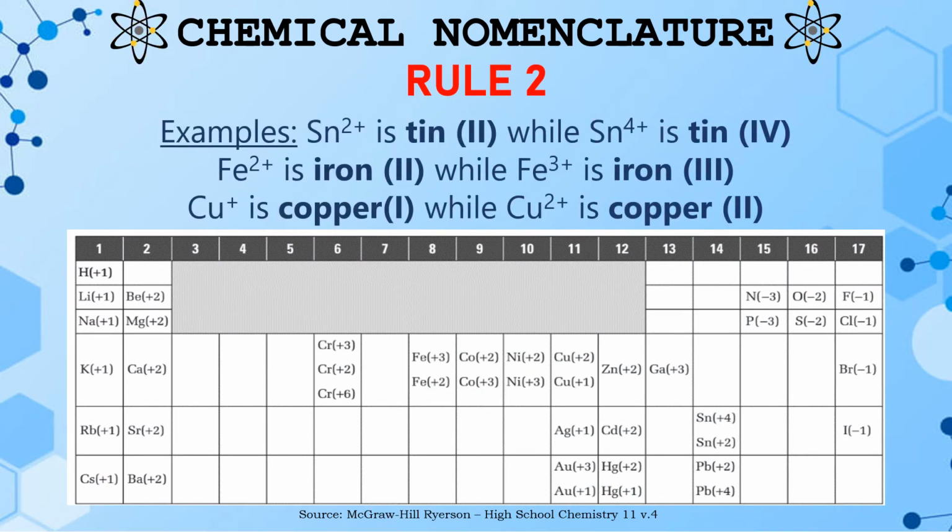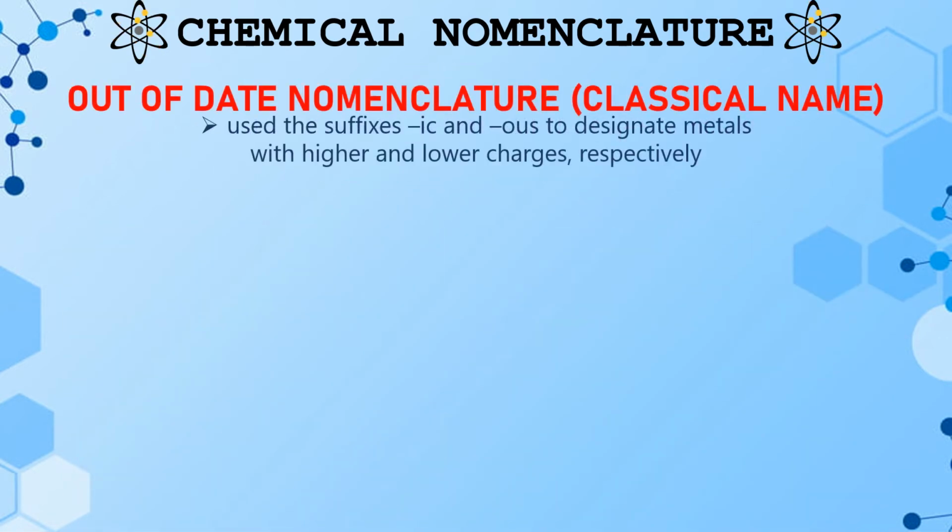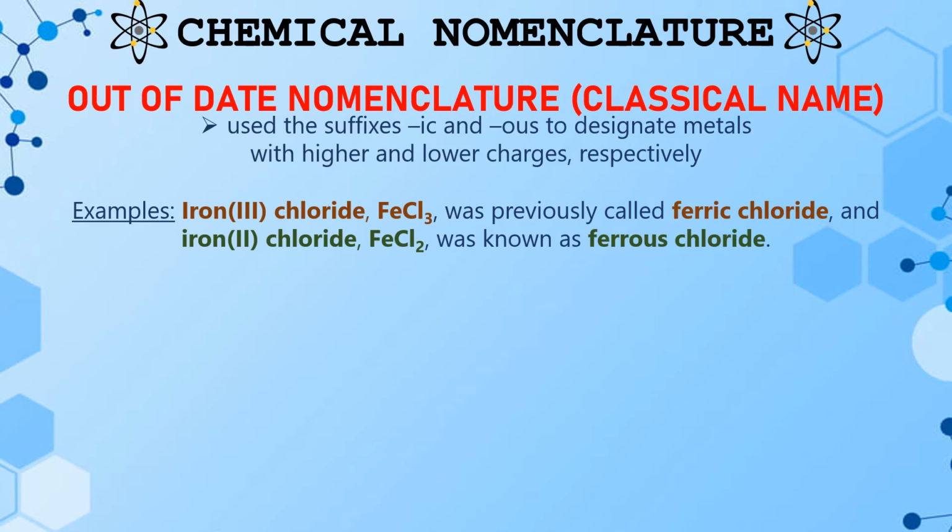Examples include the following. You may refer to this table also for the other transition elements with more than one ionic charge. Out-of-date nomenclature or classical names used the suffixes -ic and -ous to designate metals with higher and lower charges respectively. Iron(III) chloride, FeCl3, was previously called ferric chloride, and iron(II) chloride, FeCl2, was known as ferrous chloride.